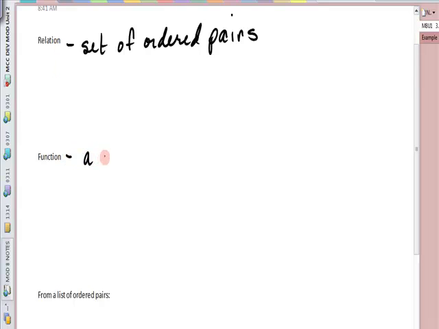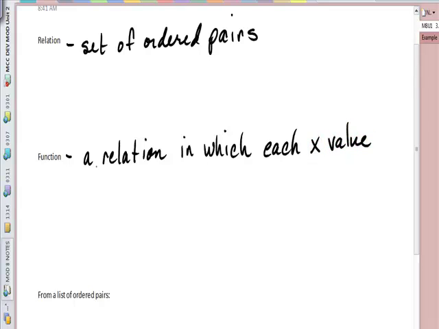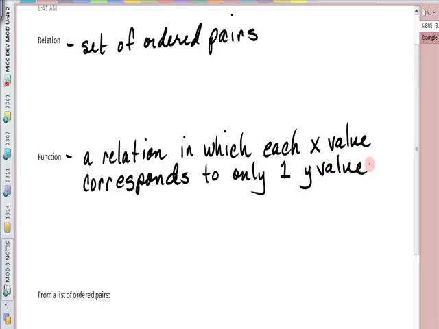It is a relation in which each x value corresponds to only one y value. Each x has only one y. So if the x value 2 is associated with the y value of 3, in other words, if you have the point 2, 3 as one ordered pair in the relation, then 2 can never be listed with a different y value. That's what that means.